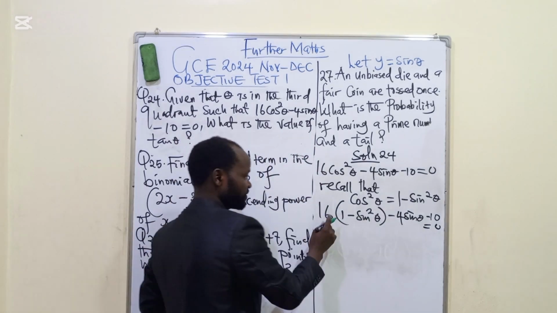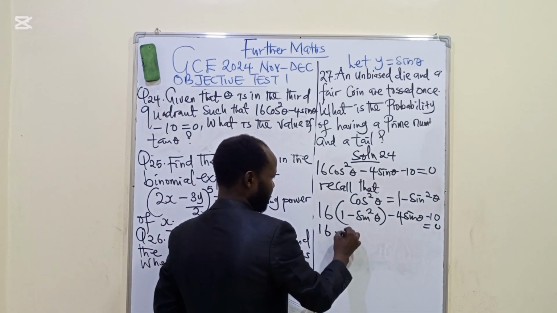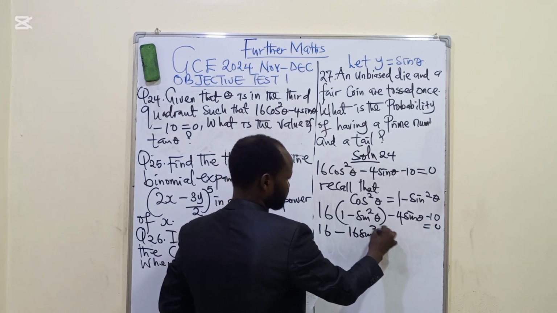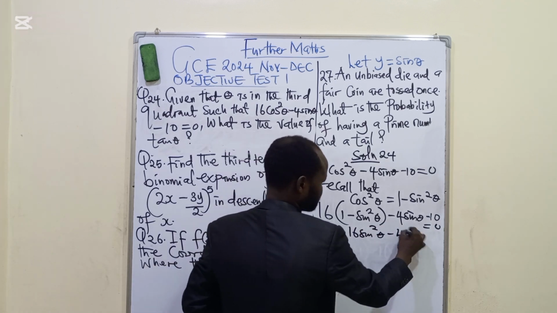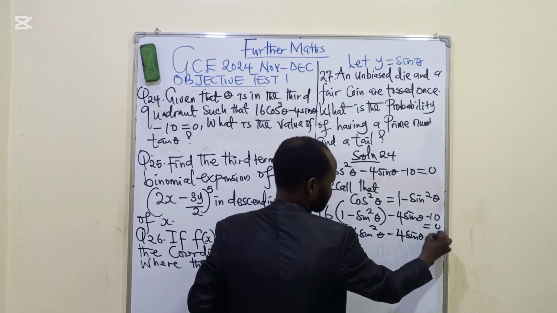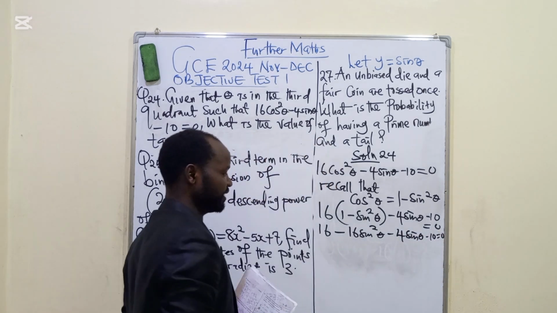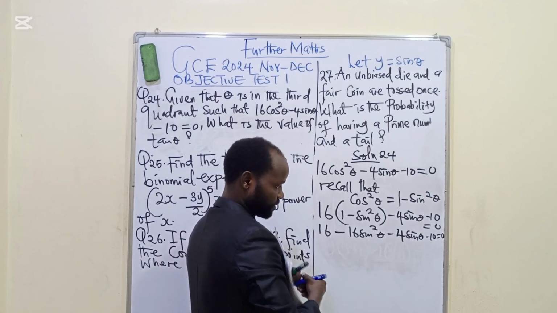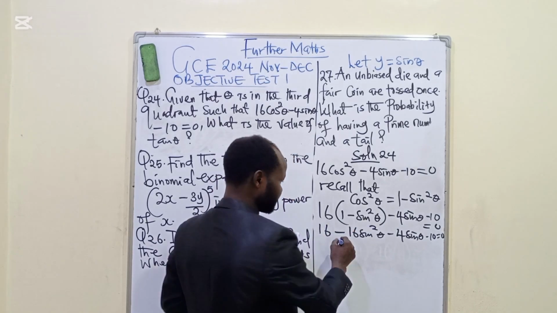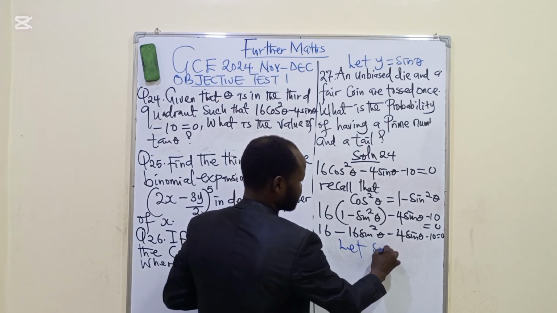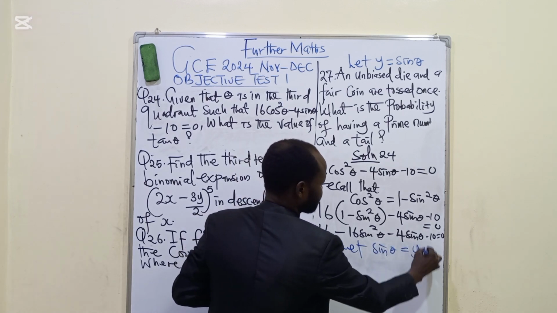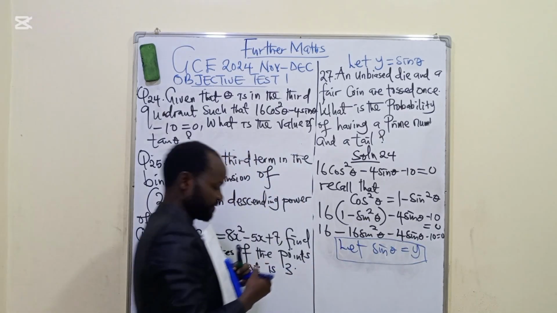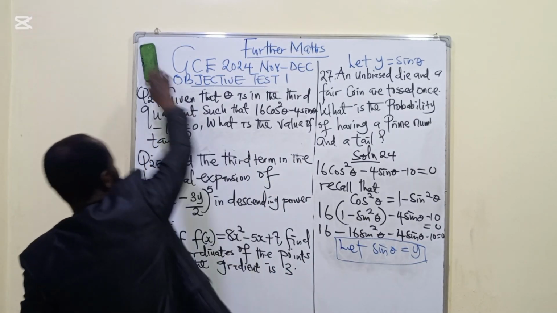Let's clear the bracket. 16 times 1 is 16, minus 16 times sine square theta, that is 16 sine square theta, minus 4 sine theta minus 10 equals 0. Clearly here, we can assume a value for sine theta. We can say let sine theta be equal to y. Very important assumption. Why? Because we have sine theta here and we have sine theta here.